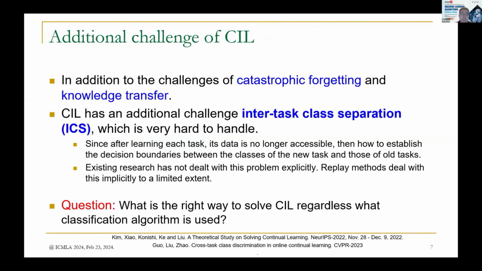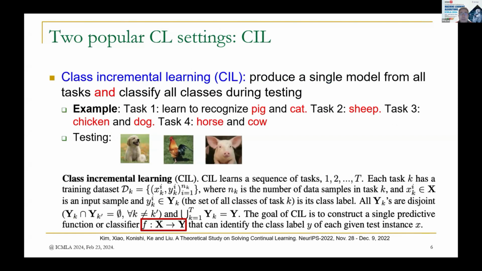Another problem, not just the forgetting, but the additional challenge, is inter-task class separation. What does that mean? After you have learned the pig and the cat, now you have to learn the sheep. However, you don't see the data of the pig and the cat when you learn task number 2. So how do you find the discriminative features to distinguish a sheep from a pig and a cat, because you don't see those two animals anymore? There's no way you can do it, okay?